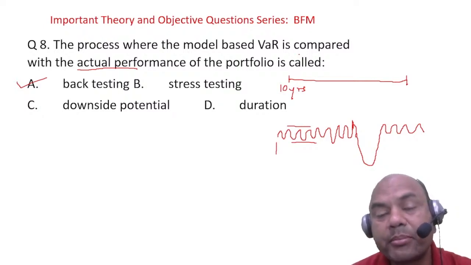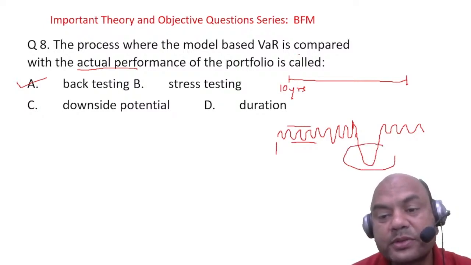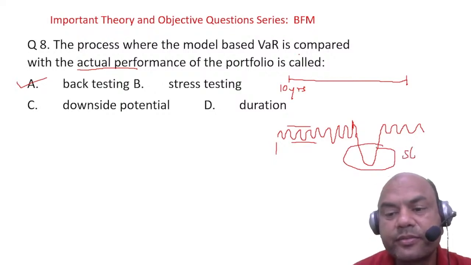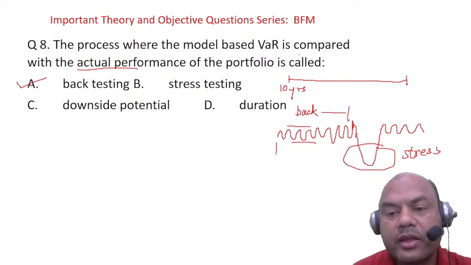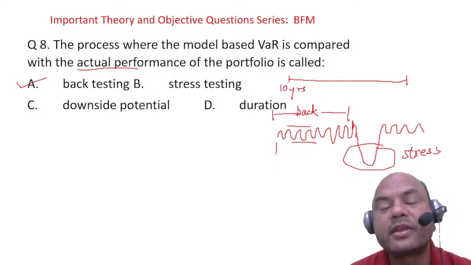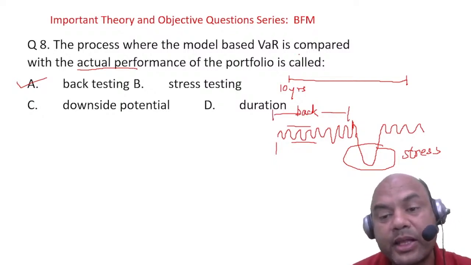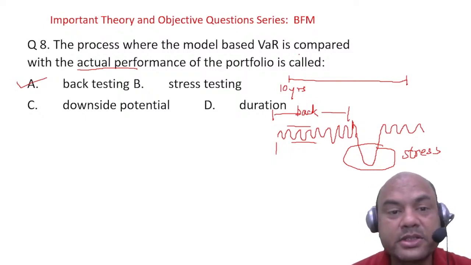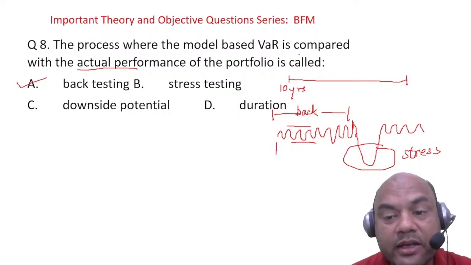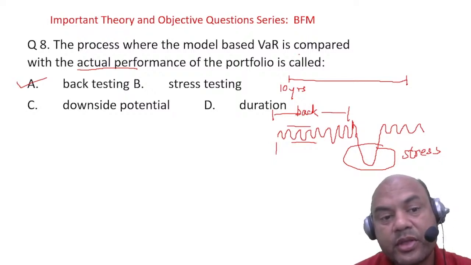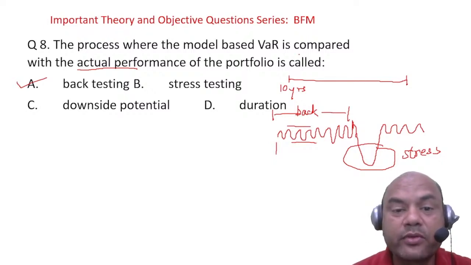But what happened? This is the example of stress testing. This is the example of back testing. Back means comparing with your immediate past. But stress means if something which has not come up in last 10 years comes up, then what? That's the use of Monte Carlo simulation. Monte Carlo simulation is used to check various unseen scenarios. So the answer over here is the actual performance of the portfolio.